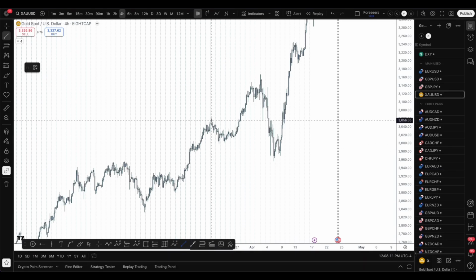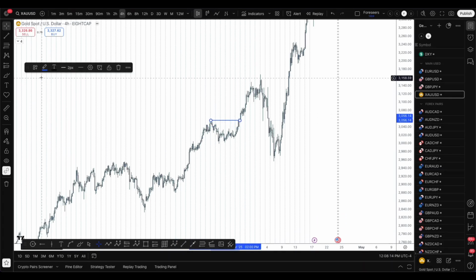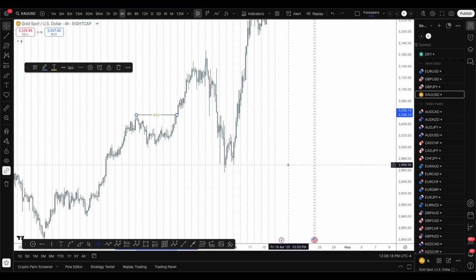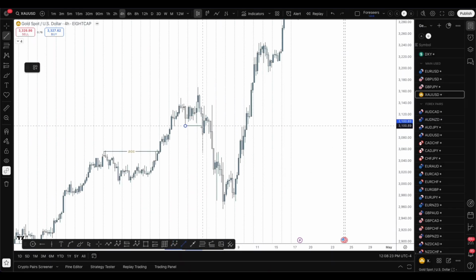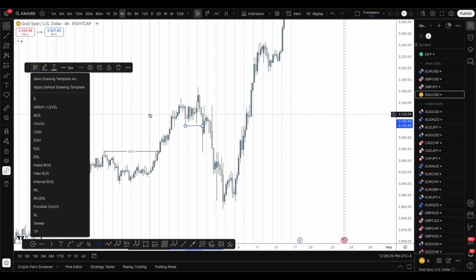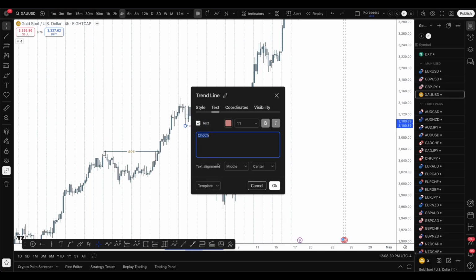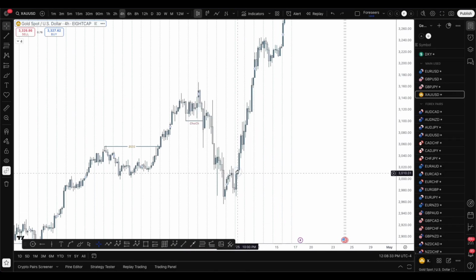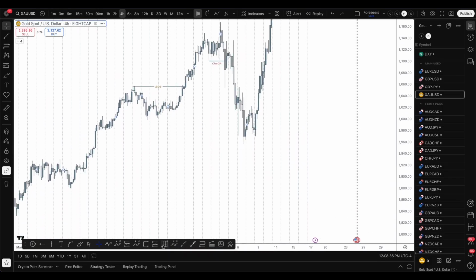I have my high here, clear break of structure, right? And then what do I have here? A market structure shift, right? We have a break of structure towards the downside, or you can also call it a change of character. Pretty easy, pretty simple. And then from here, what did price do?